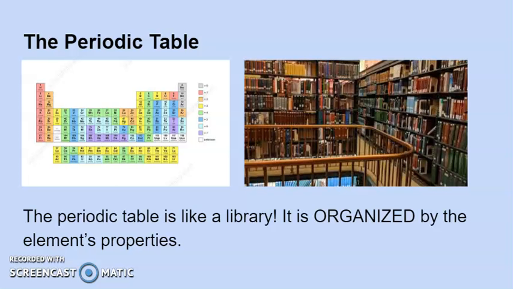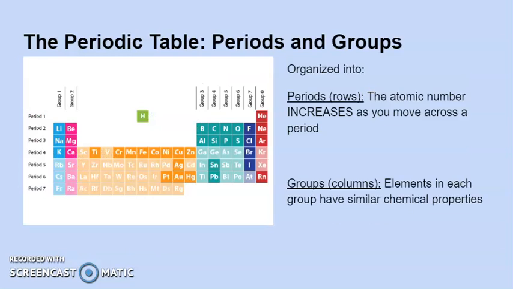Before we get into that, though, the periodic table is like a library. It is organized. Libraries are usually organized by genre, and alphabetized. And the same thing goes for the periodic table: the scientists didn't just take a bunch of the elements and plop them on a sheet of paper with no organization whatsoever. It is organized by the elements' properties. And the periodic table, as you can see here, is organized in periods, going across in rows, and then in groups, down the columns.